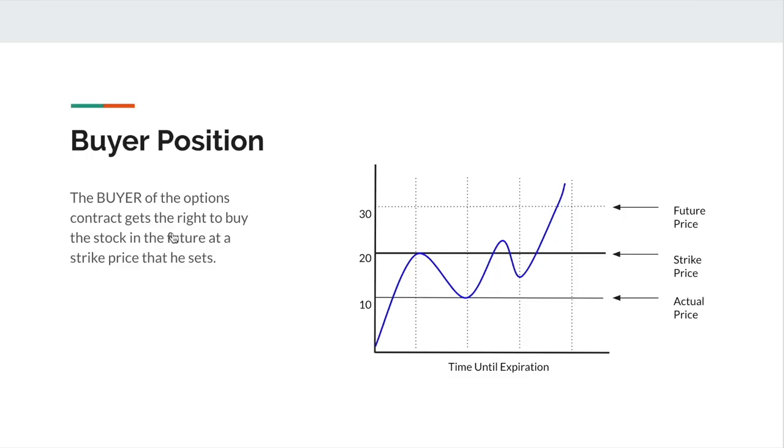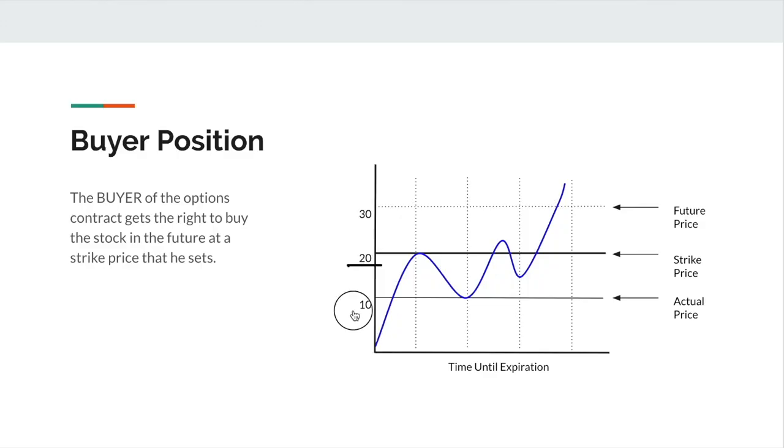So, going back to the car analogy, remember how we said that the car is currently valued at $5,000 and the buyer wants to buy at $7,000? The $7,000 would be considered the strike price. Let's move on and try to explain that in this little graph right over here. Say you're looking at this stock chart, and right now the strike price that you're setting is $20.